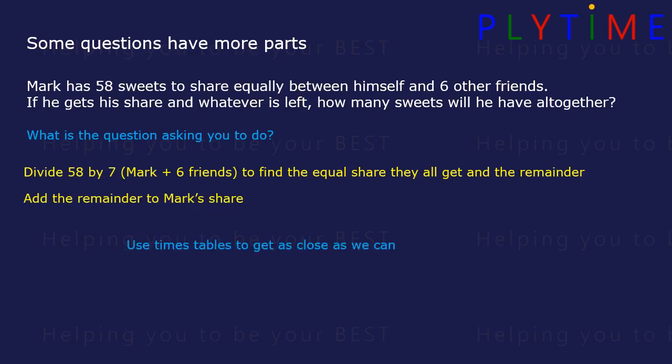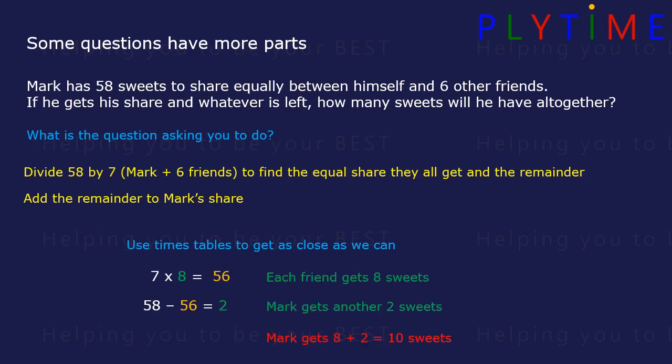We use our times tables to get as close as we can. 7 times 8 equals 56. So each friend gets 8 sweets. Then the remainder, 58 minus 56, equals 2. So Mark gets another 2 sweets of the remainder. Mark gets 8 plus 2, which equals 10 sweets.